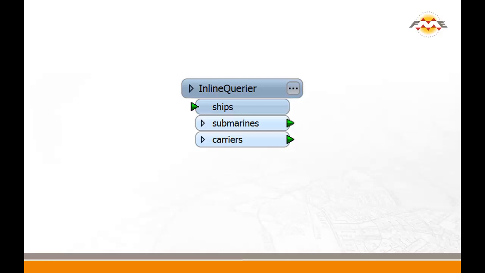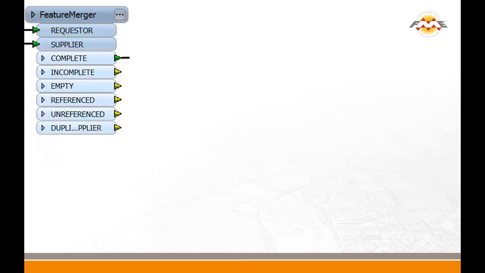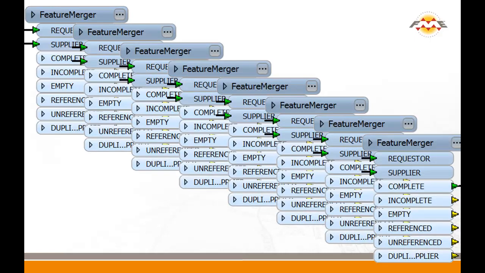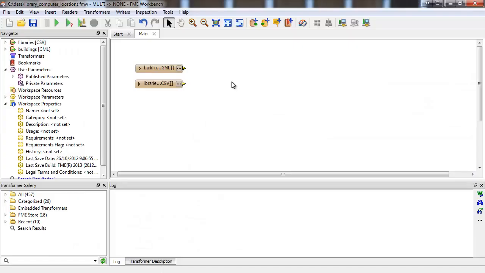The Inline Querier is related to the Feature Merger. A Feature Merger can join just two streams of data, so if you want to join more streams than that, you end up with a cascading chain of feature mergers. The Inline Querier is an efficient replacement for this.